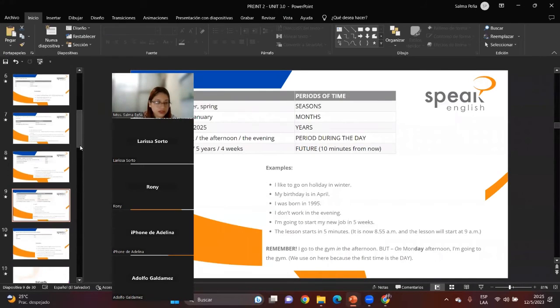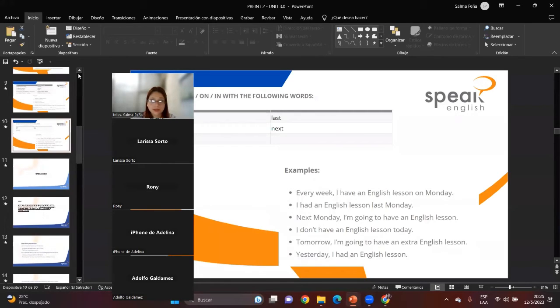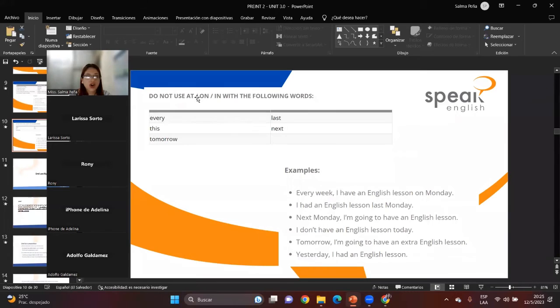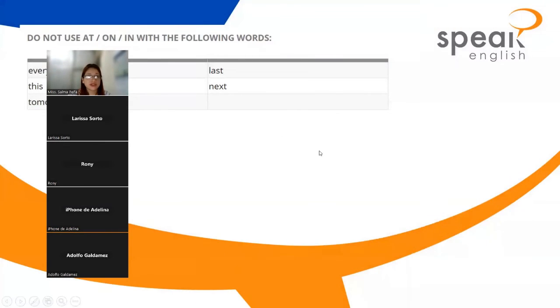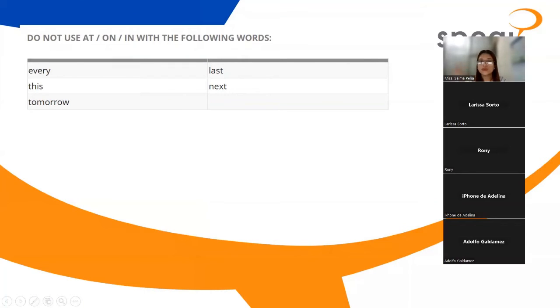Then we have, just let me show you, the exceptions. We don't use at, on, in, any of them, when you have this type of expression. For example, every, this, tomorrow, last, and next, they cannot be used with a preposition. With these expressions, none of them can take at, on, or in before them. You only say every, plus the complement. This afternoon. Tomorrow morning. Last week. Next year. Every day, but we cannot say in every day, at every day, on every day. No, that is not possible.